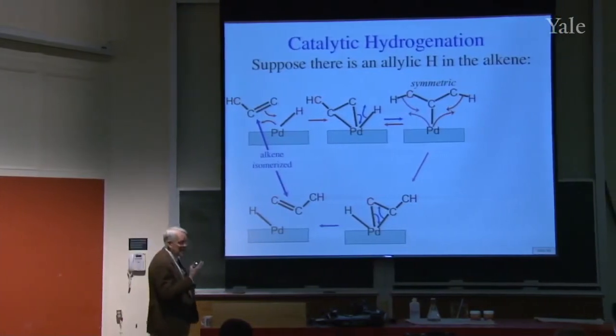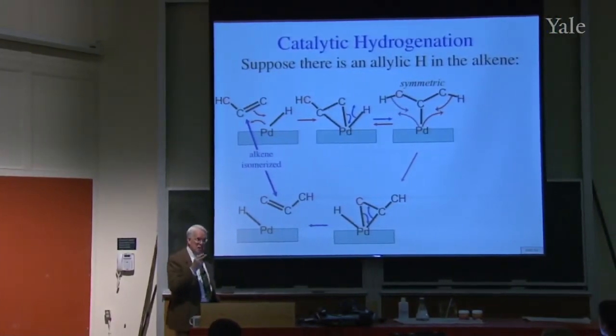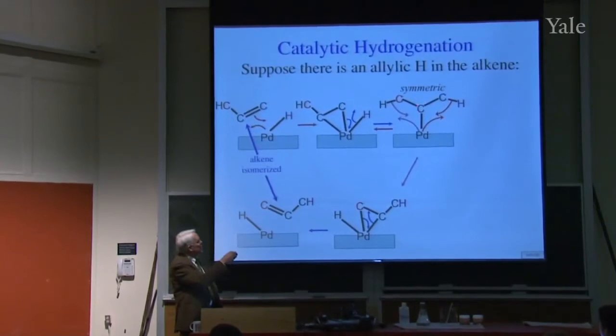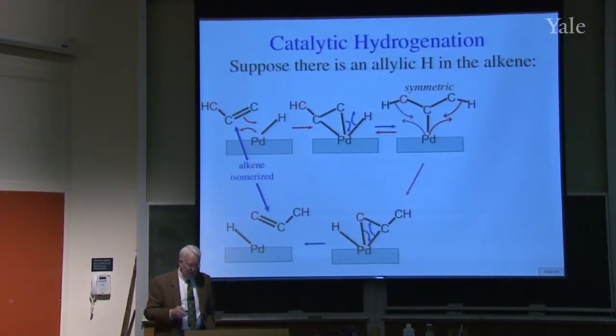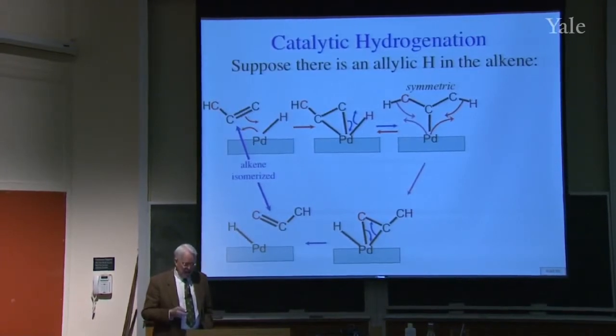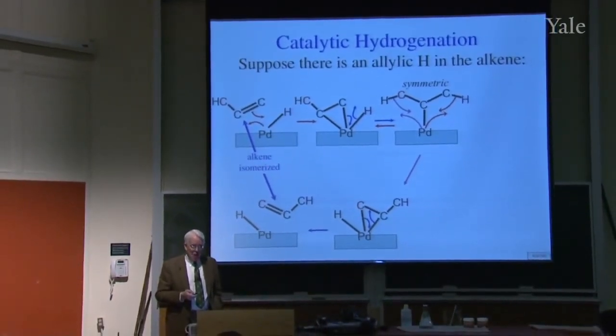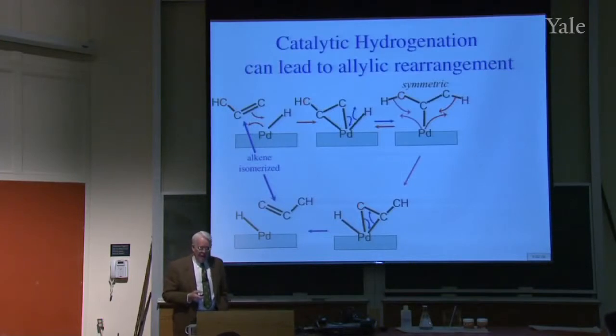So it's all these oxidative addition, reductive eliminations, but if you go through that symmetric intermediate, then you can take the wrong one off as you go back towards starting material. So the starting material is actually the isomerized product. So that's presumably how it happens. So catalytic hydrogenation can lead to allylic rearrangement.